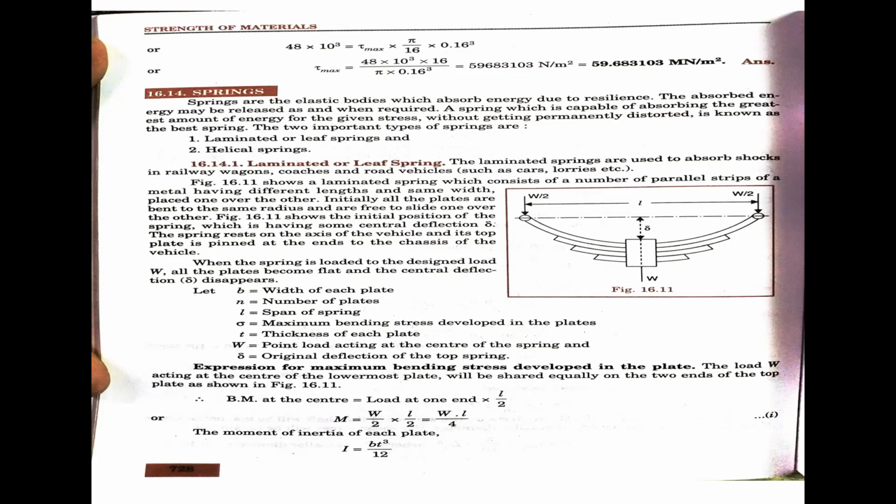First one, laminated or leaf spring. Another one, helical spring. These are the two types of spring. These springs are used for automobiles. Our vehicles have to use this type of springs.